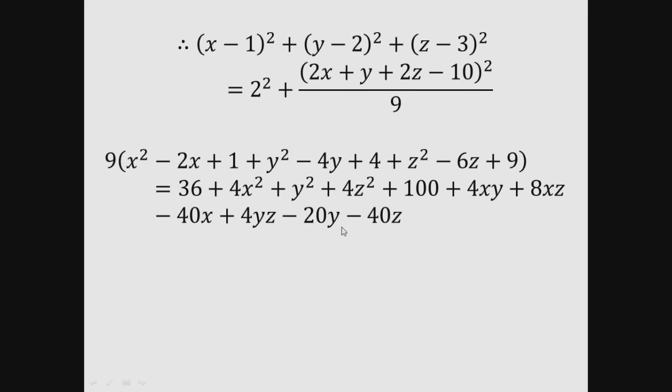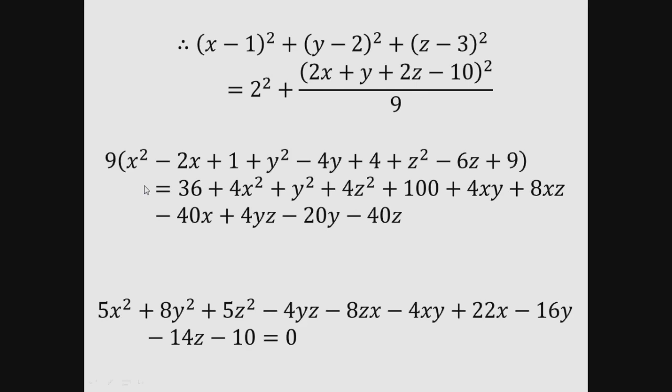And now multiply 9 inside and take all the terms on one side. Collect the corresponding terms, that gives us the answer 5x square plus 8y square plus 5z square minus 4yz minus 8xz minus 4xy plus 22x minus 16y minus 14z minus 10 equal to 0.